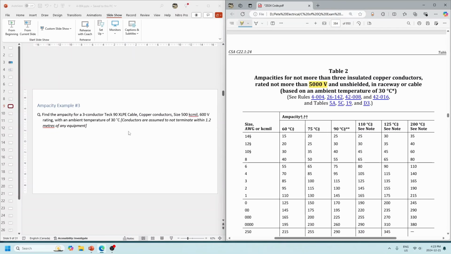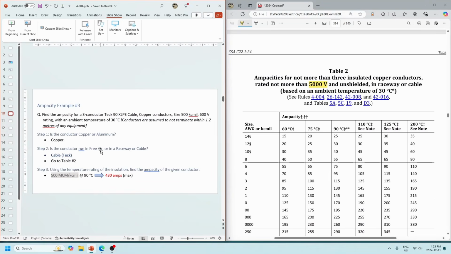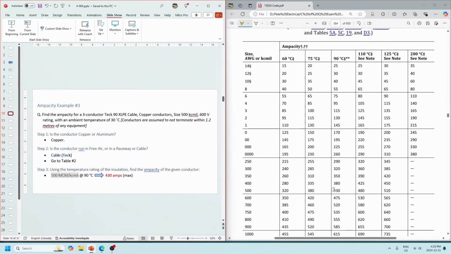Okay, so what do we got? We got copper conductors, and we're in a cable, right? So at that point, we're going to be looking at table 2. So copper, we got a Tech cable, we're in table 2, size is 500 MCM, and the insulation temperature rating is 90 because we're looking at Tech 90 XLPE cable. So we're in the 90-degree column, going down to 500 MCM, and it looks like those are good for 430 amps each.